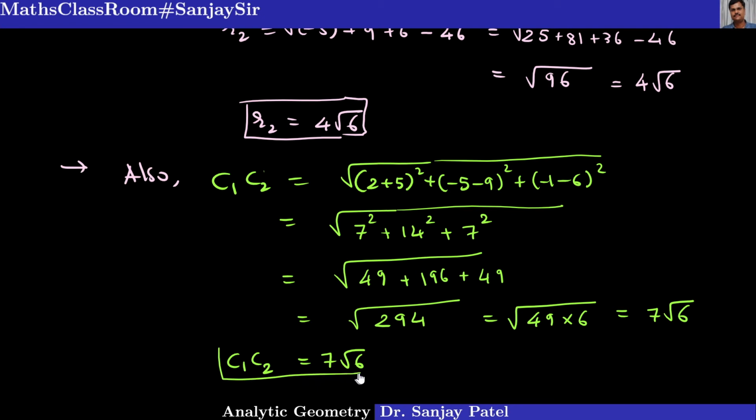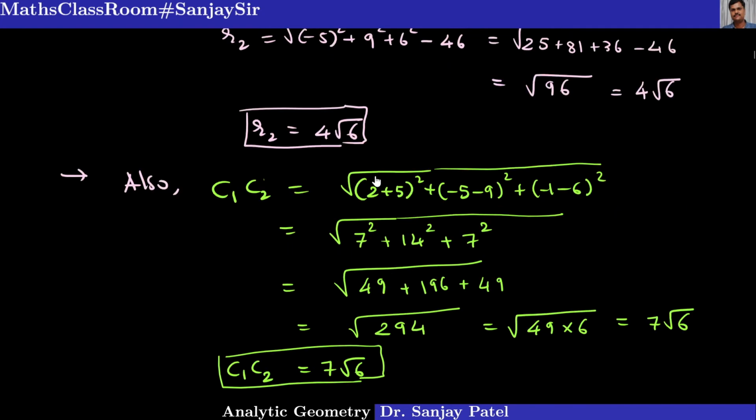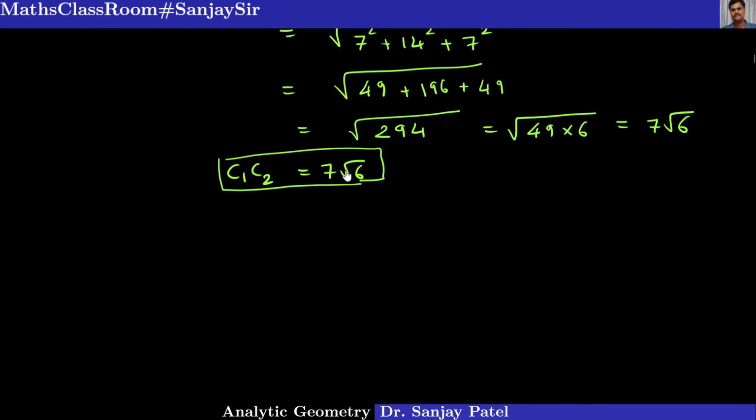Now look at the three numbers. C1 C2 is 7 root 6. R1 and R2. What is R1? R1 is 3 root 6. Yes, R1 is 3 root 6. And R2 is 4 root 6. So it is clear that C1 C2 is equal to R1 plus R2.